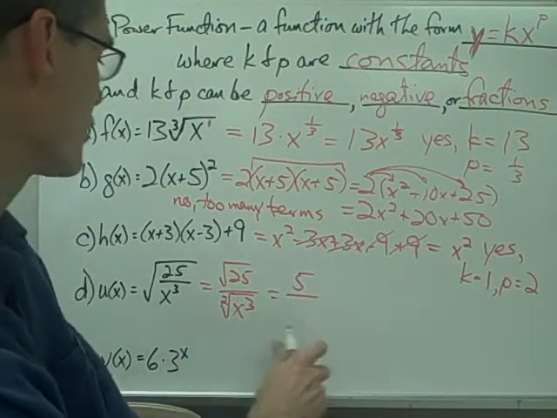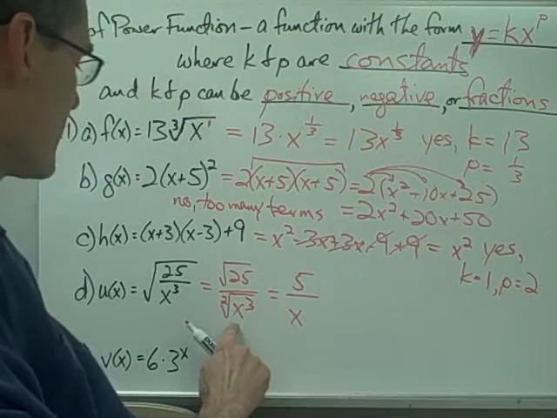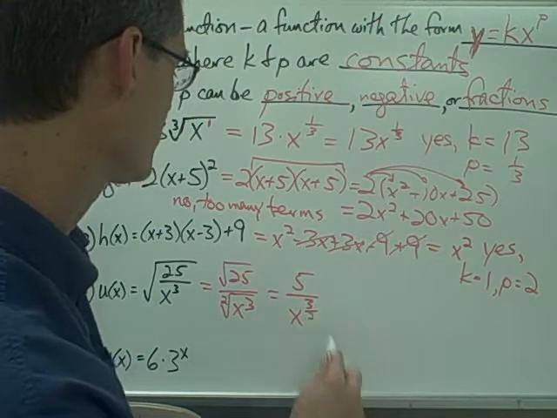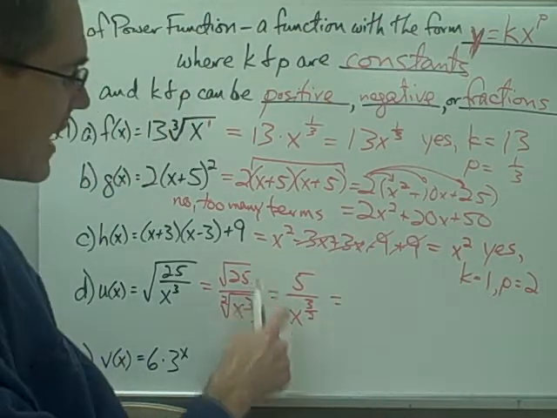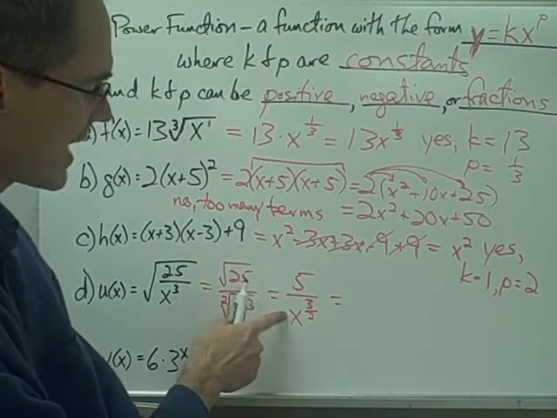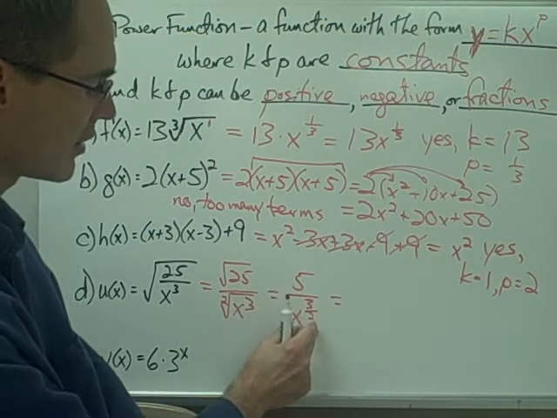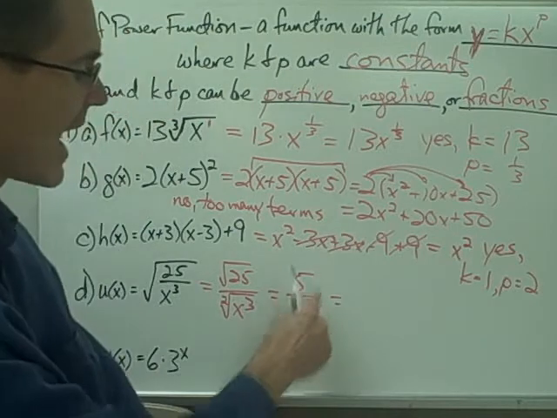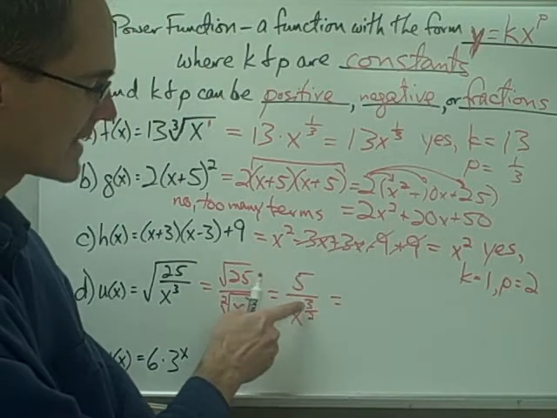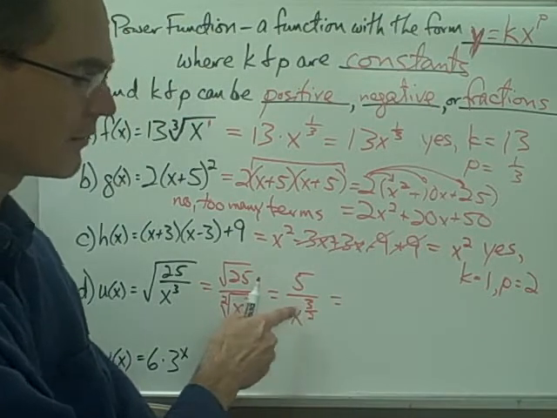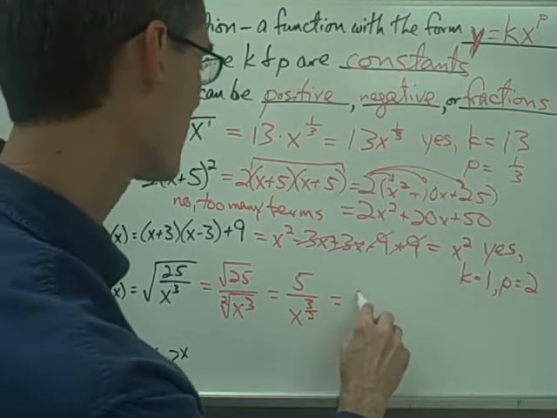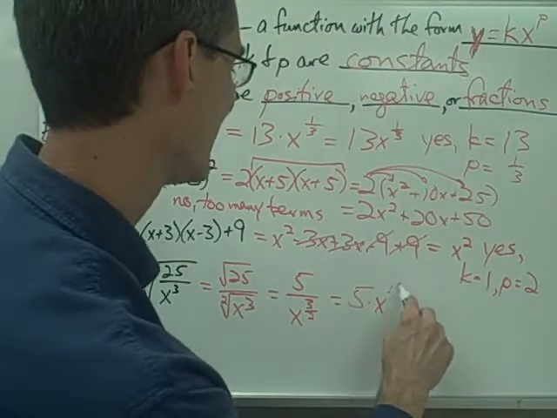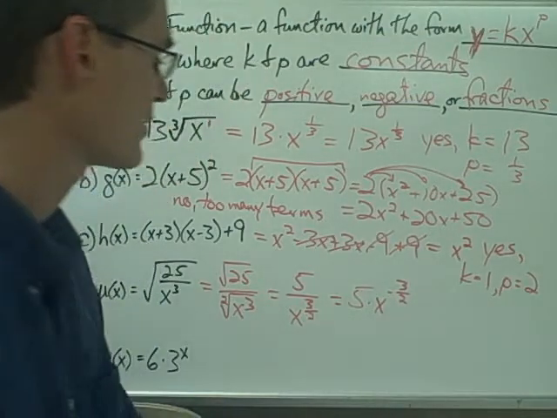So the square root of x cubed I can rewrite using fractional exponents as x to the power of 3/2. And now I remember that anytime I have a variable with a fractional exponent in the denominator, I can put it up in the numerator as long as I take the negative of the exponent. So I can rewrite this as 5 times x to the negative 3/2 power.